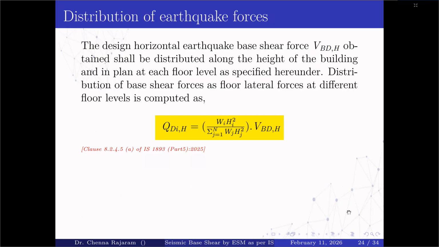Then, after obtaining the base shear, we have to distribute it onto the floor levels. The design horizontal earthquake base shear force, that is V_B^DH, obtained shall be distributed along the height of the building and in plan at each floor level as specified here under. Distribution of base shear force as floor lateral forces at different floor levels is computed as Q_i^DH is equal to W_i h_i squared divided by sigma j equal to 1 to N of W_j h_j squared, multiplied with V_B^DH.